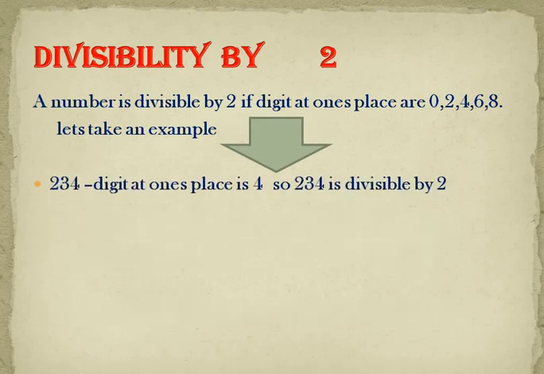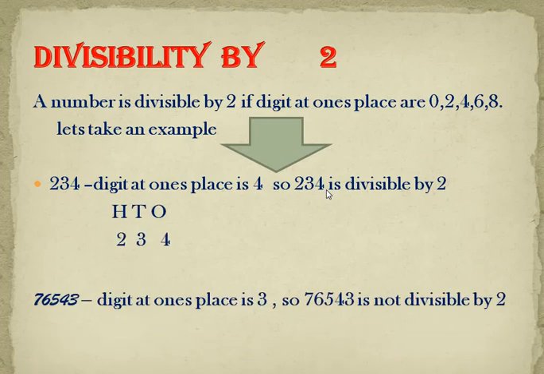Let's take an example. I've taken the first example as 234. Now you have to look at the ones place of this number. The digit at ones place is 4. Does this fall in this criteria? Yes. So this number is divisible by 2.